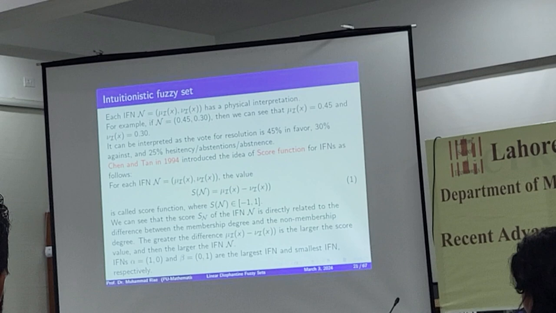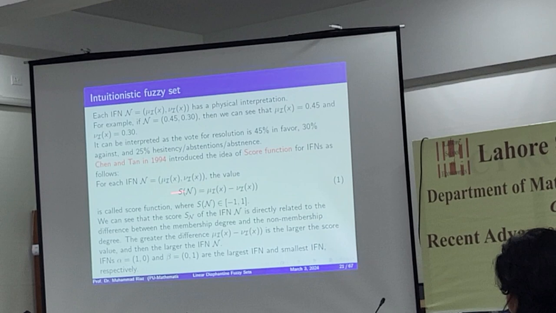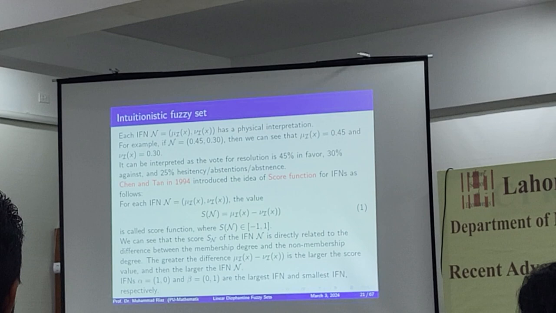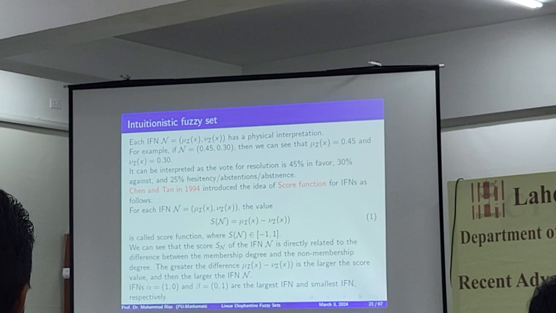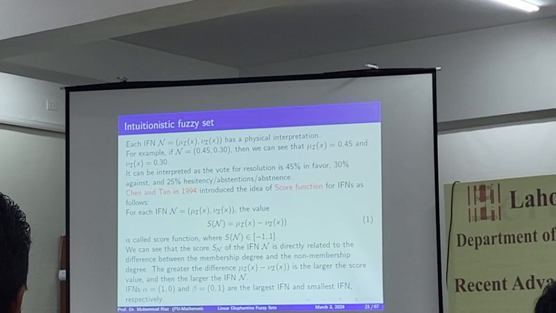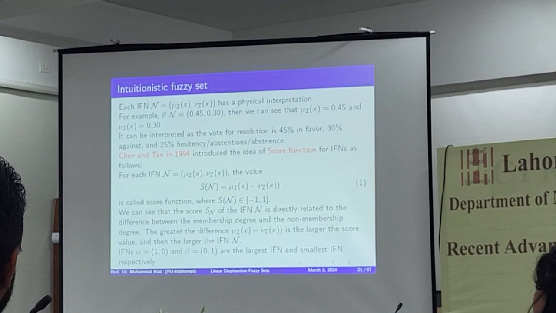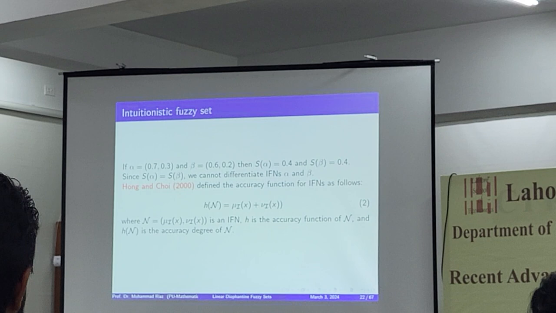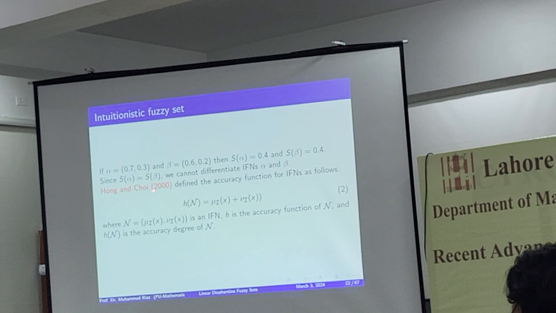The idea of the score function is used for the ranking of intuitionistic fuzzy numbers or any other fuzzy numbers. Shen and Tan gave the idea of the score function for intuitionistic fuzzy numbers. We can discuss partial ordering with the help of score functions. The score function mainly defuzzifies the data into real numbers, and then we can use the usual order. Similarly, there are numbers which have the same score function, so we have to use the idea of the accuracy function. Hong and Choi in 2000 gave the idea of the accuracy function for intuitionistic fuzzy numbers.